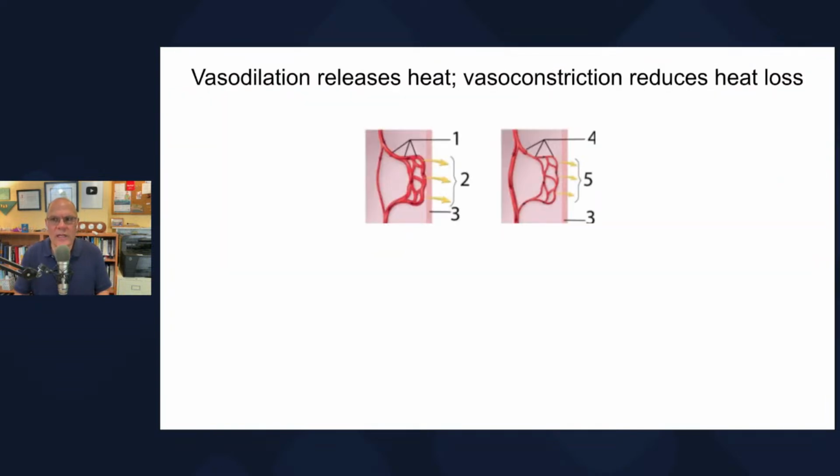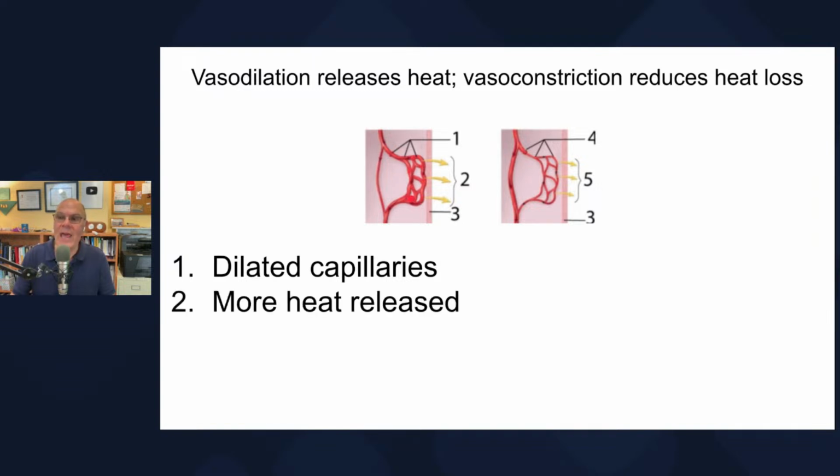Here's another kind of adaptation. One is called vasodilation and one is called vasoconstriction. Vasodilation, which is shown on the left, involves muscles that surround the capillaries, the smallest capillaries, relaxing. And that allows the capillaries to expand and allows more blood to flow into those capillaries. That allows more heat to be released through the nearby skin. And that's a thermoregulatory adaptation for releasing heat.